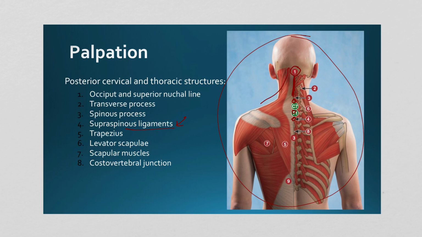We already talked about the trapezius muscles themselves, the levator scapulae, which I did not bring up in the last PowerPoint, but it is this muscle here. The levator scapulae is an extremely important muscle, also helps with elevation of the scapula, all of the scapular muscles. And then last but definitely not least, we'll talk about the costal vertebral junction. When we think about a rib dislocation, it's oftentimes that it happens at what we call the costal vertebral junction, which is where the rib is inserting onto the actual spine itself.